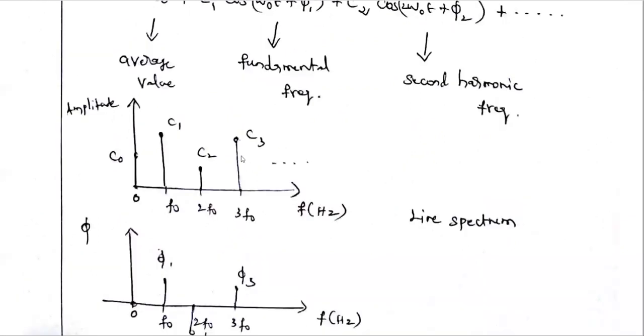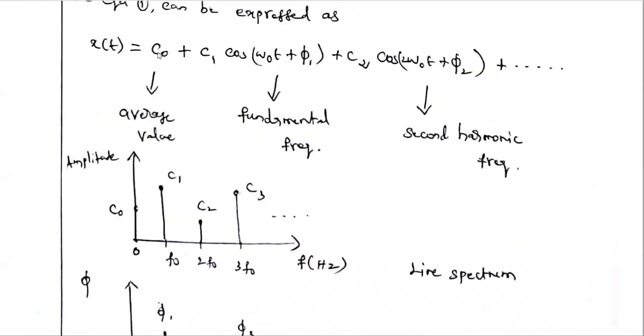In polar Fourier series, we may draw the line spectrum diagram in an easy manner. You see C0: C0 is available at frequency 0. So at 0, what is the value of C0? And at the fundamental frequency omega naught, the component is C1. Similarly, at the second harmonic 2f0, the component is C2, then C3, etc.